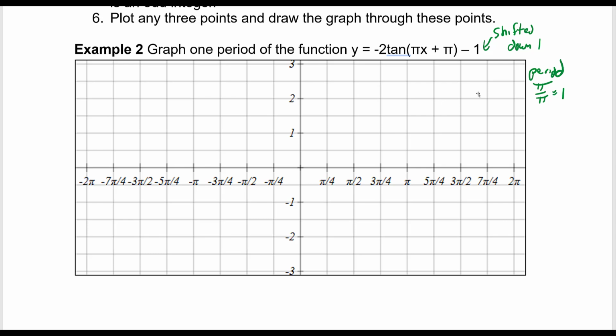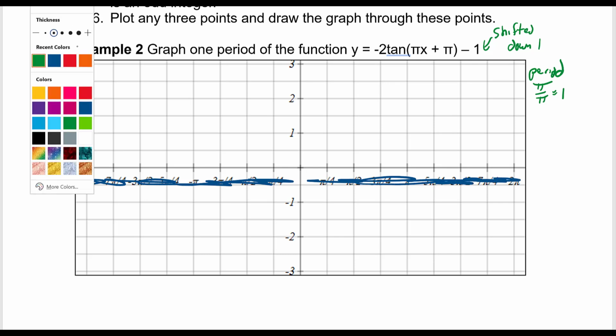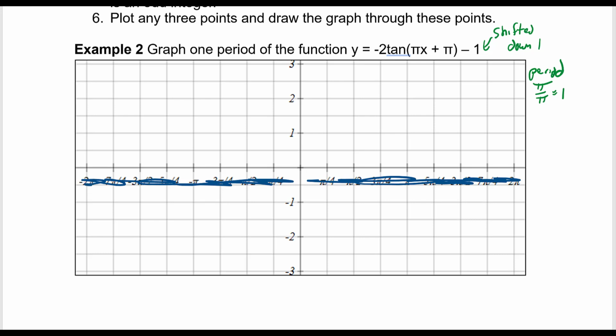As before, I will go ahead and get rid of all these. Get red back. And this here is plus pi, so my c is negative pi. So c over b is going to be negative pi over pi, or negative 1. So it's going to go to the left one.